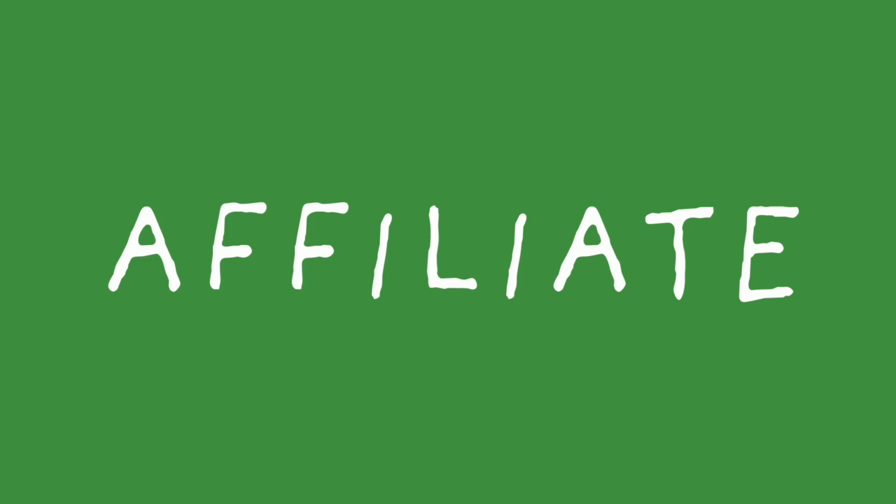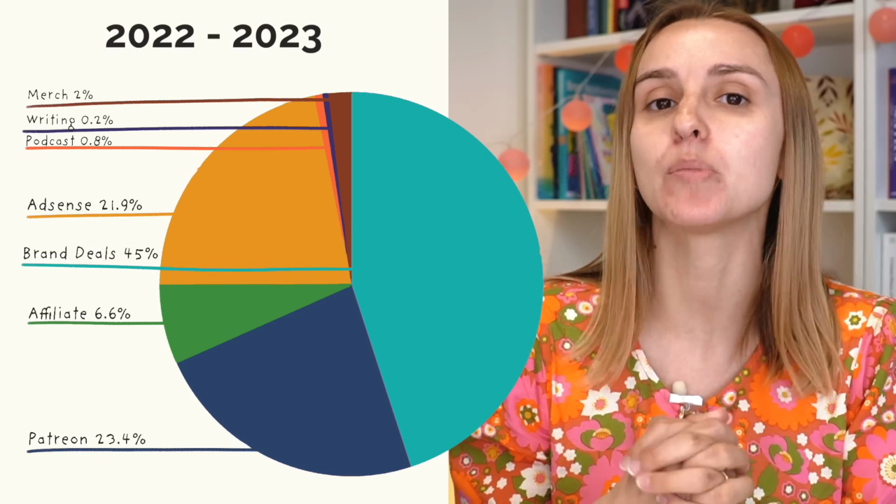Next up, we have affiliate income at 6.6%. So affiliate income is basically when I use trackable links that are personalized to me. And so if you purchase something through any one of my links, I get a little bit of commission off those. And I mostly use affiliate links for sex toys, and occasionally some other things as well, but mostly sex toys. And this 6.6% is definitely down from last year, but it does tend to fluctuate year on year.